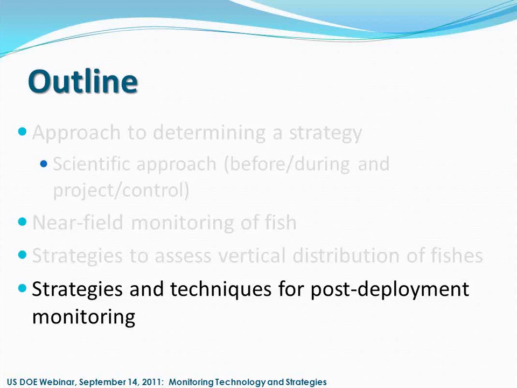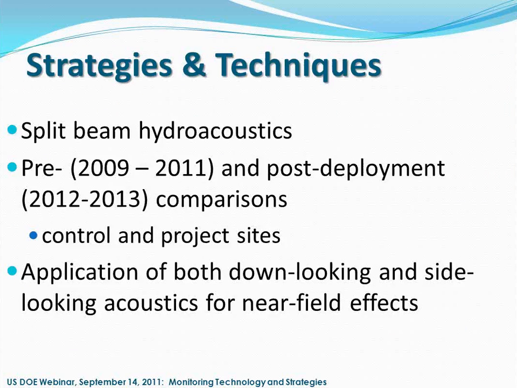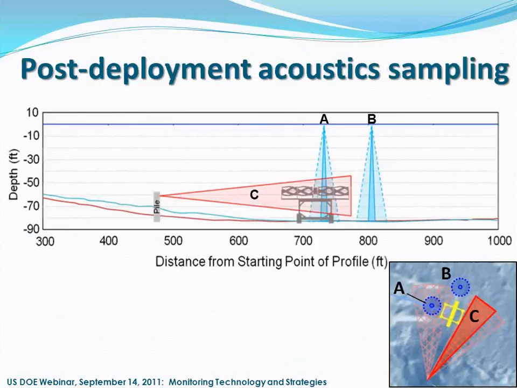So in the future, our strategy for post-deployment monitoring is to incorporate split beam hydroacoustics so we can actually do three-dimensional tracking of fish around a device. And if you switch to the next slide, this gives you a schematic image of what the deployment will look like and our sampling methods. Again, using active acoustics, down-looking, which is identified by sites A and B, and we're going to have split beam hydroacoustics, which is identified by C, that will be continuously monitoring. So A and B are 24-hour samples throughout the season. C will continuously be monitoring fore and aft of the device, depending on which way the current is running.